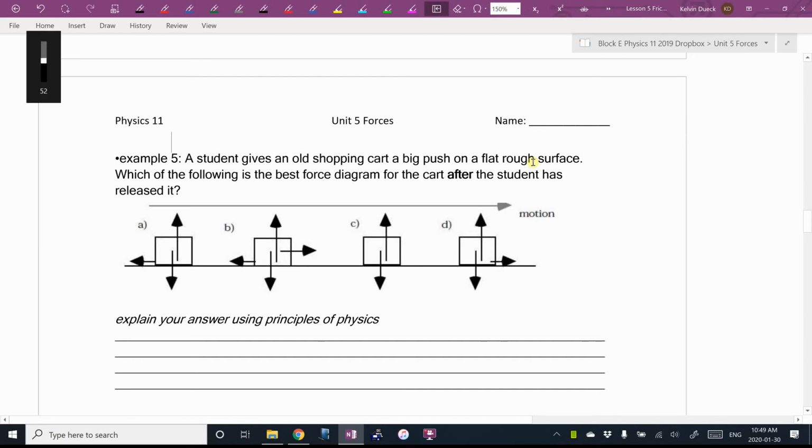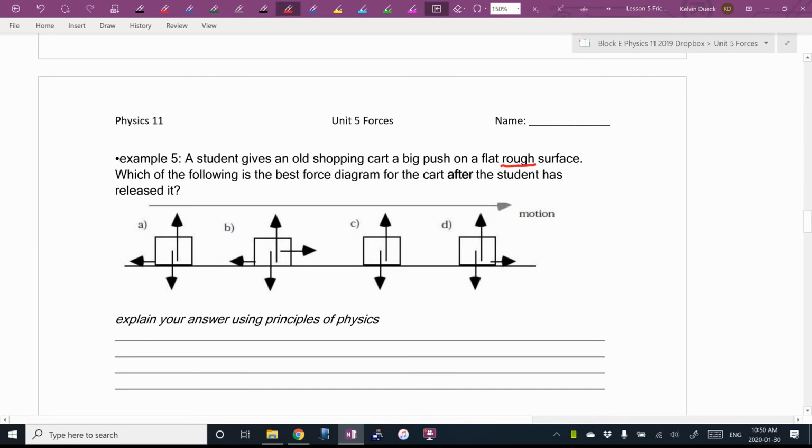A student gives a shopping cart a big push on a flat, rough surface. Underline the word rough. I think that's code for saying, Curtis, we better include friction. This is not ice. Which of the following is the best force or free body diagram for the cart after the student has released it?